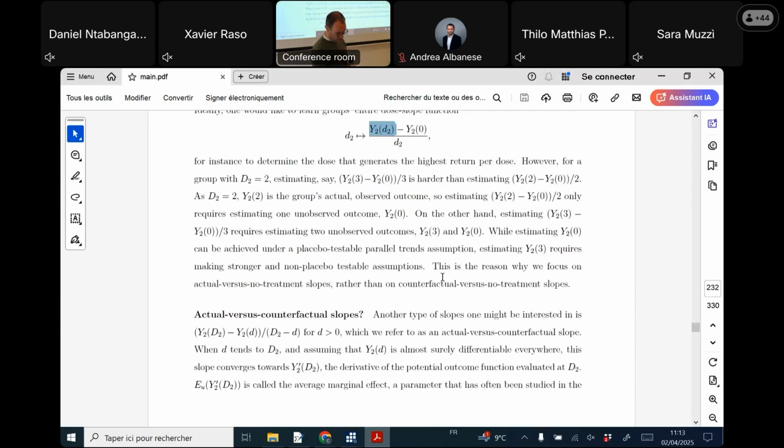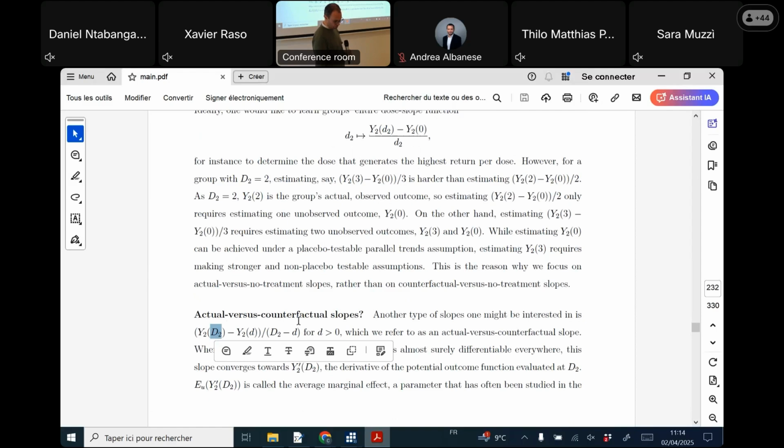Now, the same argument applies to a different parameter. So you could also consider a different type of slopes where you compare the outcome under the actual treatment to the outcome under a counterfactual treatment that differs from zero, just another value. Why is that potentially interesting? Well, that's because if you let small d go to d2, then you get the derivative of the potential outcome function at the observed treatment d2, and the expectation of that derivative is sometimes called the average marginal effect, which is a parameter that has received a lot of attention in the panel data, in the causal inference literature generally.